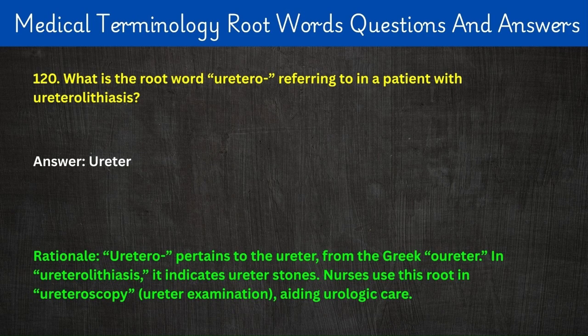120. What is the root word uretero- referring to in a patient with urethral lithiasis? Answer: ureter. Rationale: Uretero- pertains to the ureter, from the Greek ureter. In urethral lithiasis, it indicates ureter stones. Nurses use this root in ureteroscopy, ureter examination, aiding urologic care.